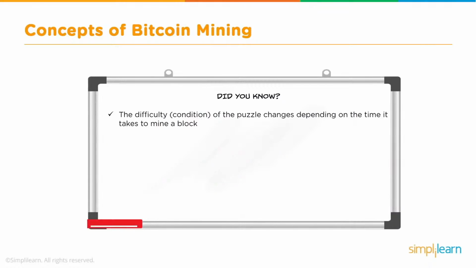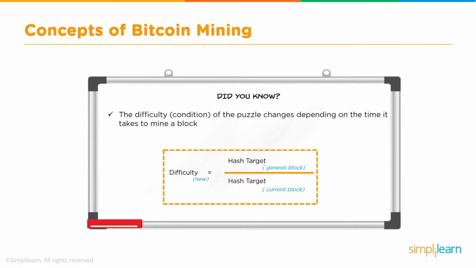Now, the difficulty of the puzzle changes, the target changes, depending on the time it takes to mine a block. So this is how the difficulty of a block is generated. It is the hash target of the first block divided by the hash target of the current block. This is the difficulty which is changed after every 2016 blocks.